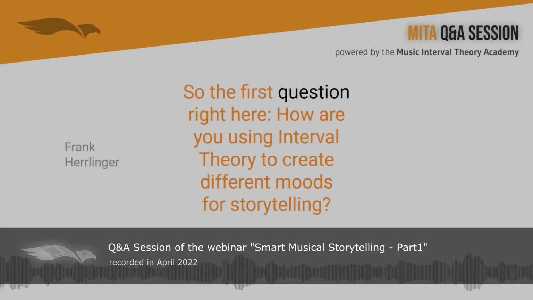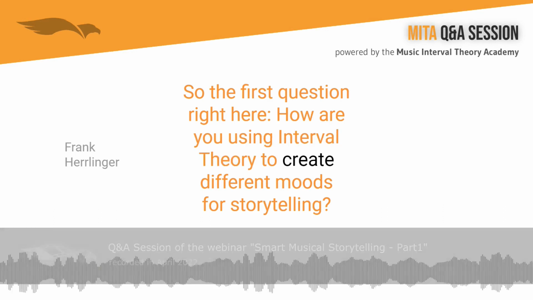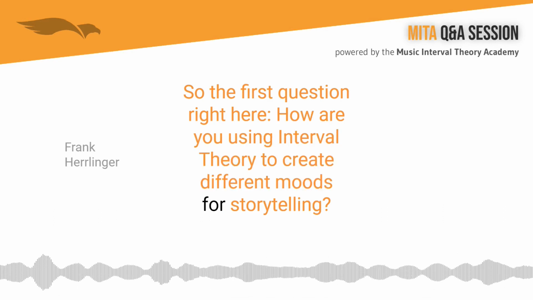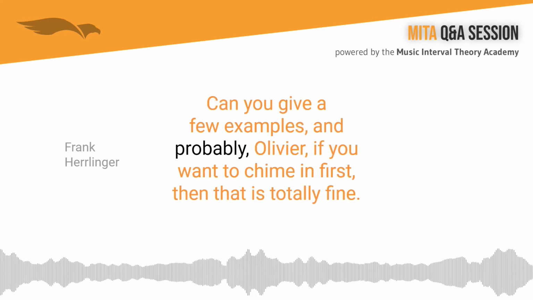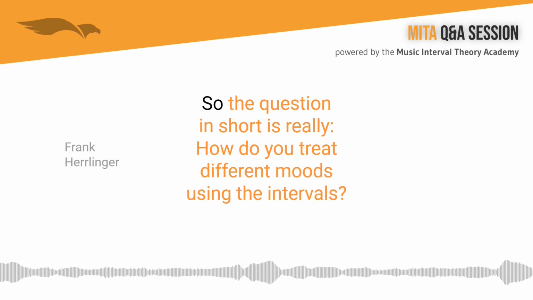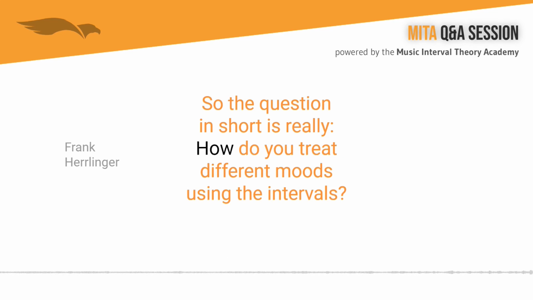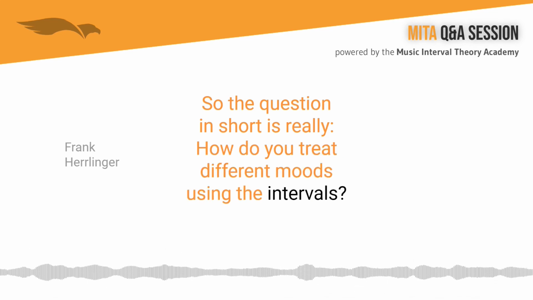bit better. So the first question right here: how are you using interval theory to create different moods for storytelling? Can you give a few examples? And probably, Olivier, if you want to chime in first, then that is totally fine. So the question in short is really, how do you treat different moods using the intervals?